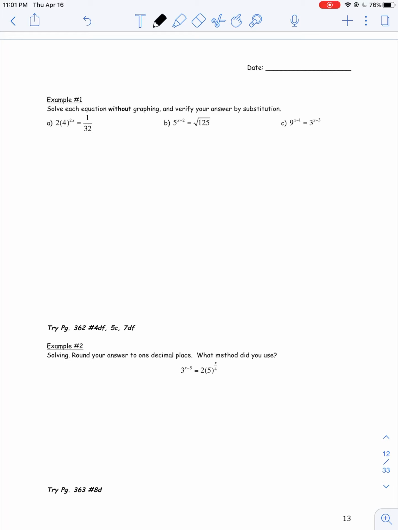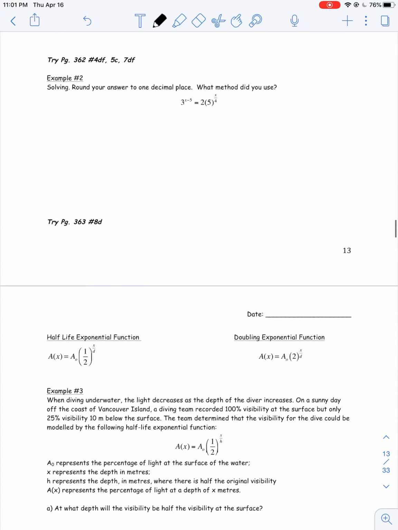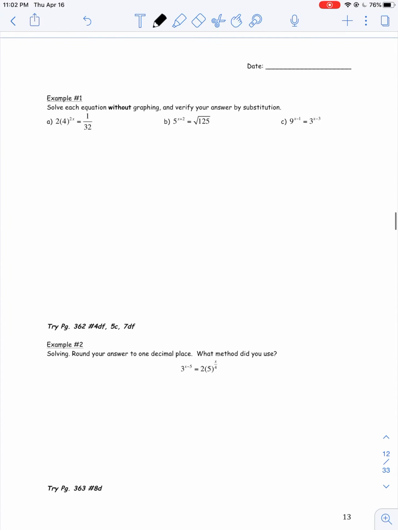So in example number 1, I'm going to show you how to do the common base method. So this is another method for solving. So we're trying to do this without graphing. Okay, so what I'm going to do is change each of these to 2 to the power of something. So 2 to the power of 1 represents 2. And then 4, we need to write it as 2 to the power of 2, because 2 to the power of 2 is 4. So we're trying to replace them with all the same base number.